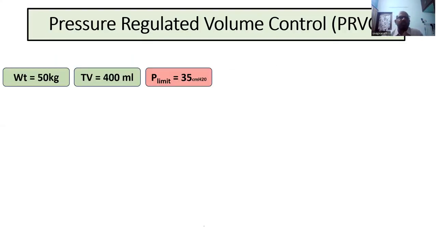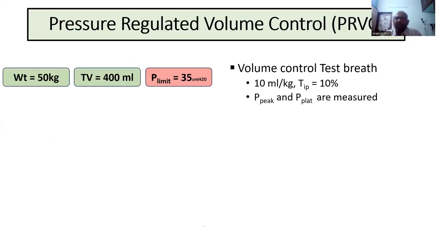So what you will set is, you'll have to input the weight. Then you will have to set a tidal volume. See, in the pressure control mode, you will only set the inspiratory pressure. In PRVC, it is always the tidal volume that is set, and you will also set a pressure limit. Once you set this and start ventilation, the ventilator will deliver a volume controlled test breath, approximately at 10 ml per kg with an inspiratory pause at 10%.